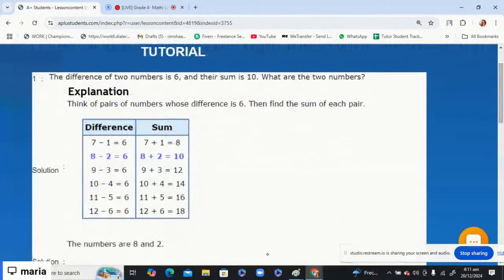The difference of two numbers is 6 and their sum is 10. So what are the two numbers? Think of pairs of numbers whose difference is 6, then find the sum of each pair.